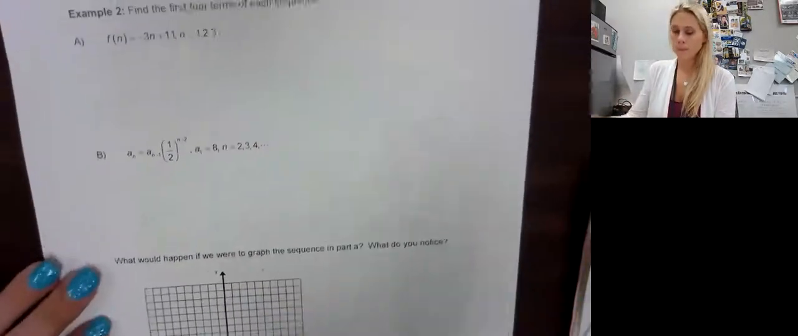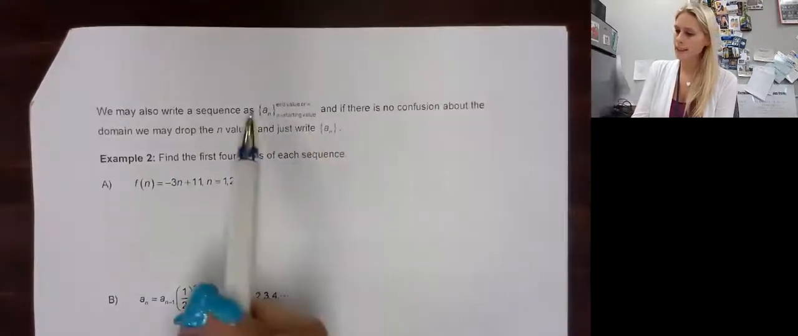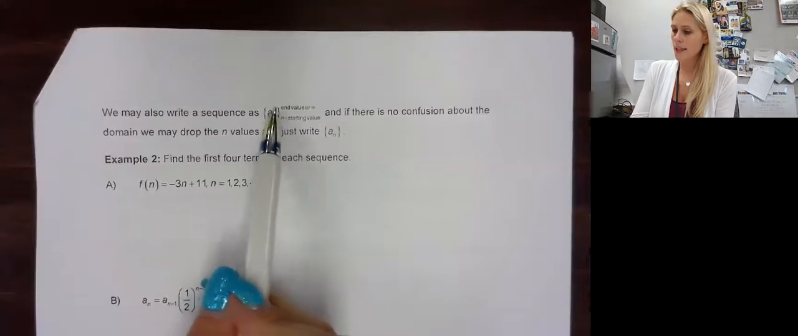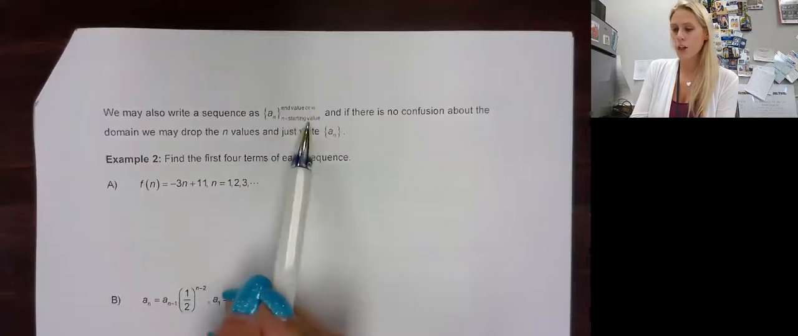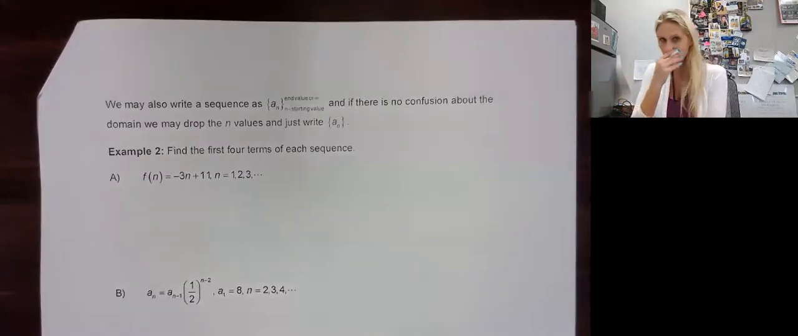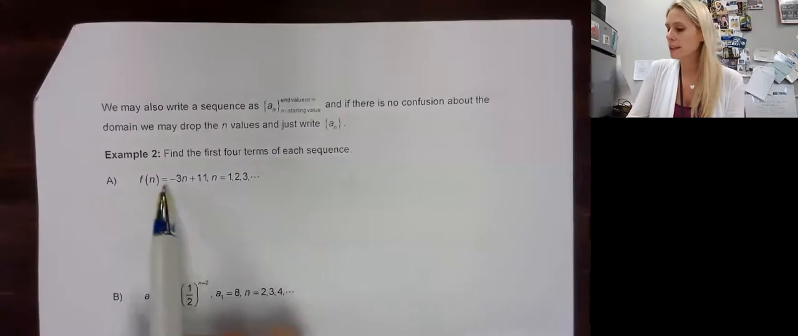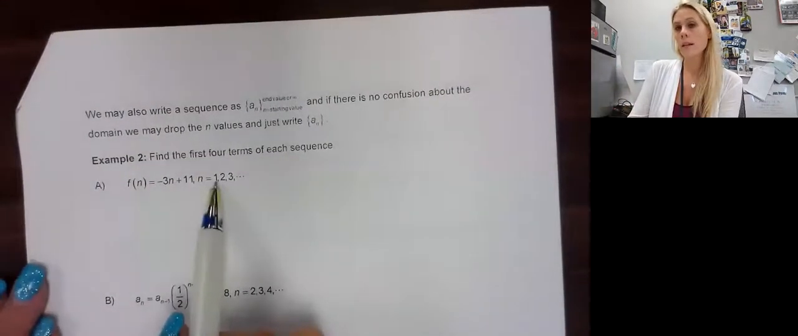All right, so let's see what we can do here. Another way that we can see a sequence written is that they'll actually put the function here, and then the ending value, or infinity. Don't forget, infinity means it goes on forever. And then the starting value down below. We'll see more of those as we go along. So find the first 4 terms of each sequence. So in this case, we have our function. We're going to start with n equals 1.